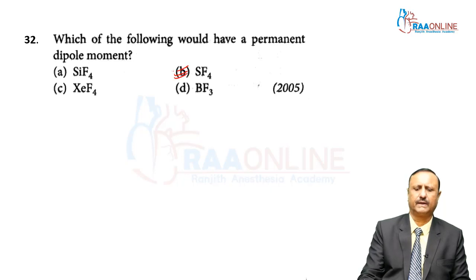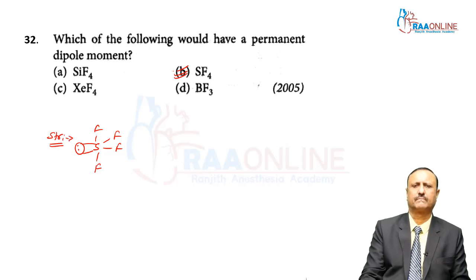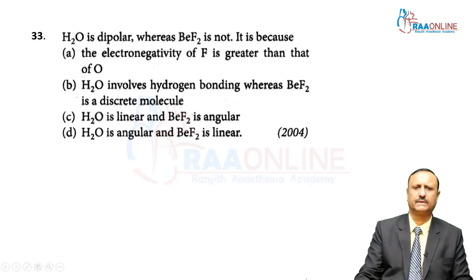In B, you get the permanent dipole moment because in B, the SF4 molecule is present, with 4 bonds, and here 1 lone pair of electrons is also present. So, my dear students, due to the presence of this lone pair, a permanent dipole moment is shown by the SF4 molecule. It is due to the structure. The dipoles are not cancelled with each other due to the geometry and structure of the SF4 molecule. Now, we can go to question number 33.